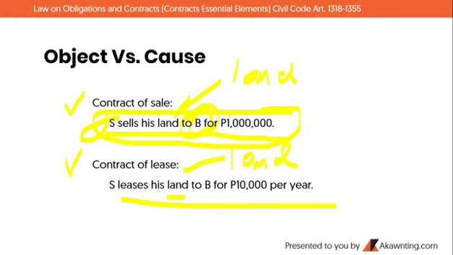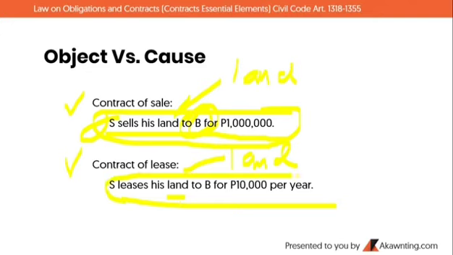So, depende yun. Yung cause, nakadepende po siya sa kung kaninong perspective. Okay? So, inuulit ko, si S, ang cause, kung bakit siya nag-enter into a contract, is because of the price of the LAN. Okay? Sana malinaw. And while for B, the cause for entering into a contract is for the delivery of the LAN. Okay ba? Okay, so next, punta tayo sa second type of contract na nilagay natin dito.